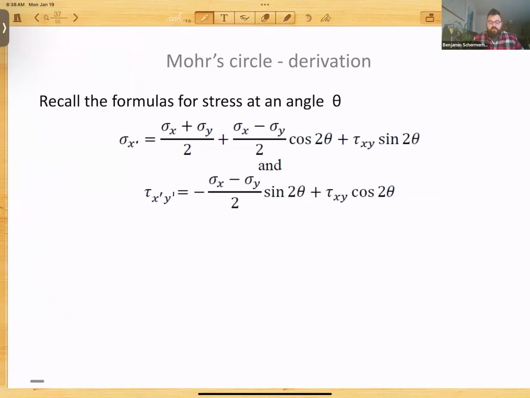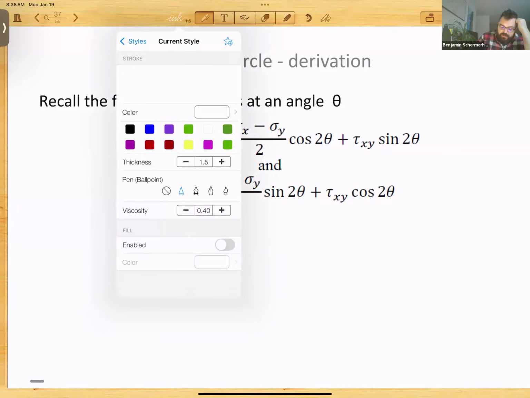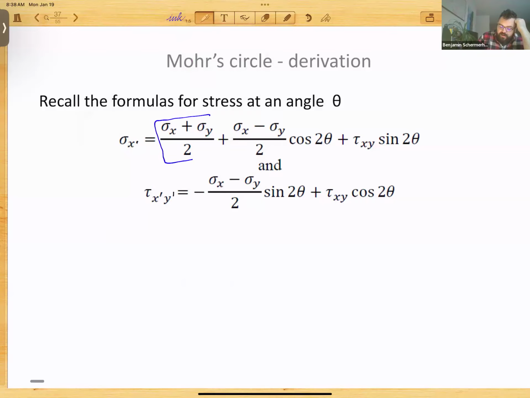starting with our formulas for stress at a generic angle theta. A couple things we want to take away from here. We're going to notice that this first term in our sigma x prime equation is going to be our average stress. So we're going to move it over to the other side of the equation, because if we do that, we have a bunch of sines and cosines left over. And we can go about squaring and adding both sides.